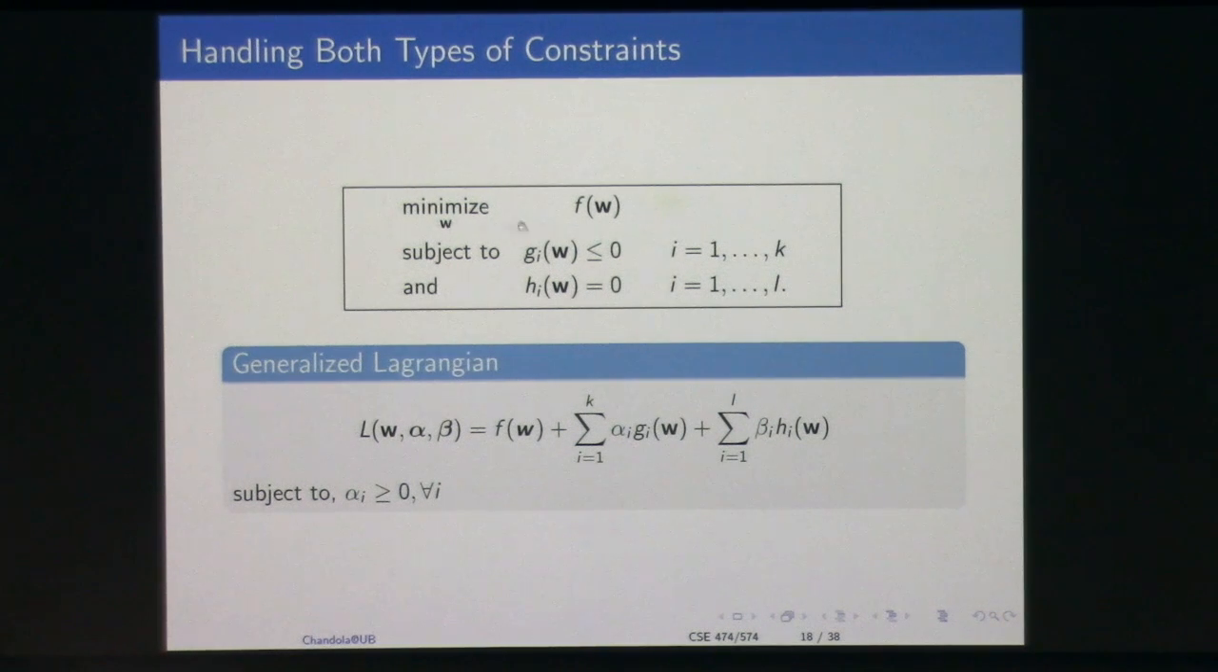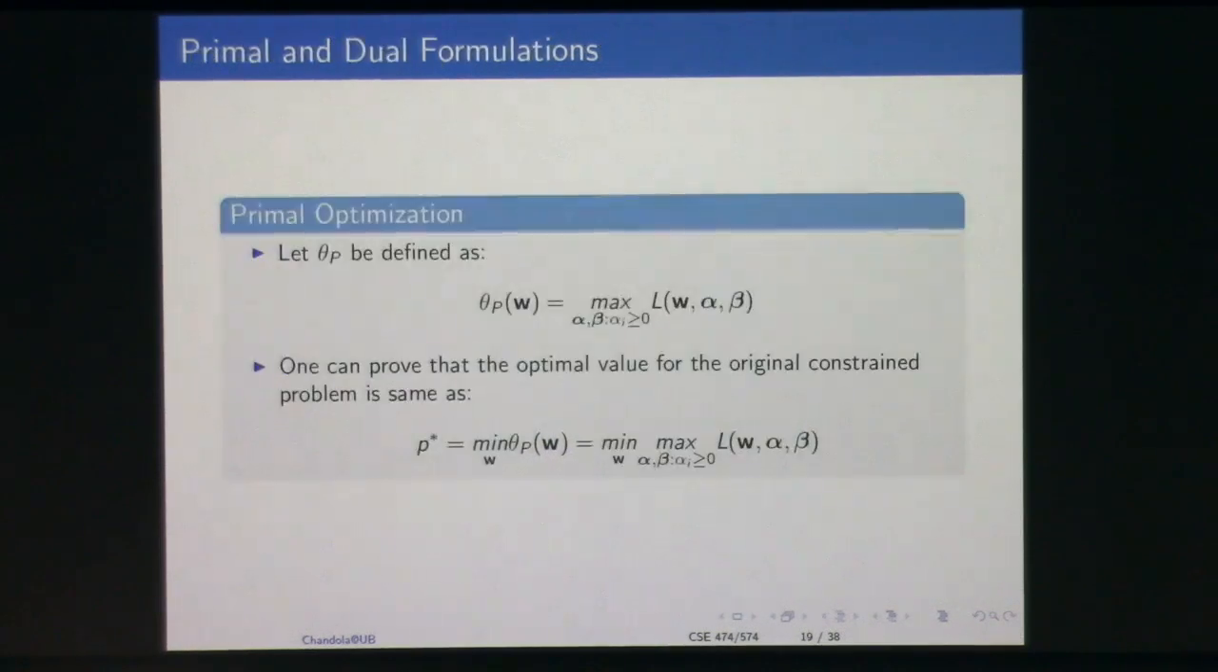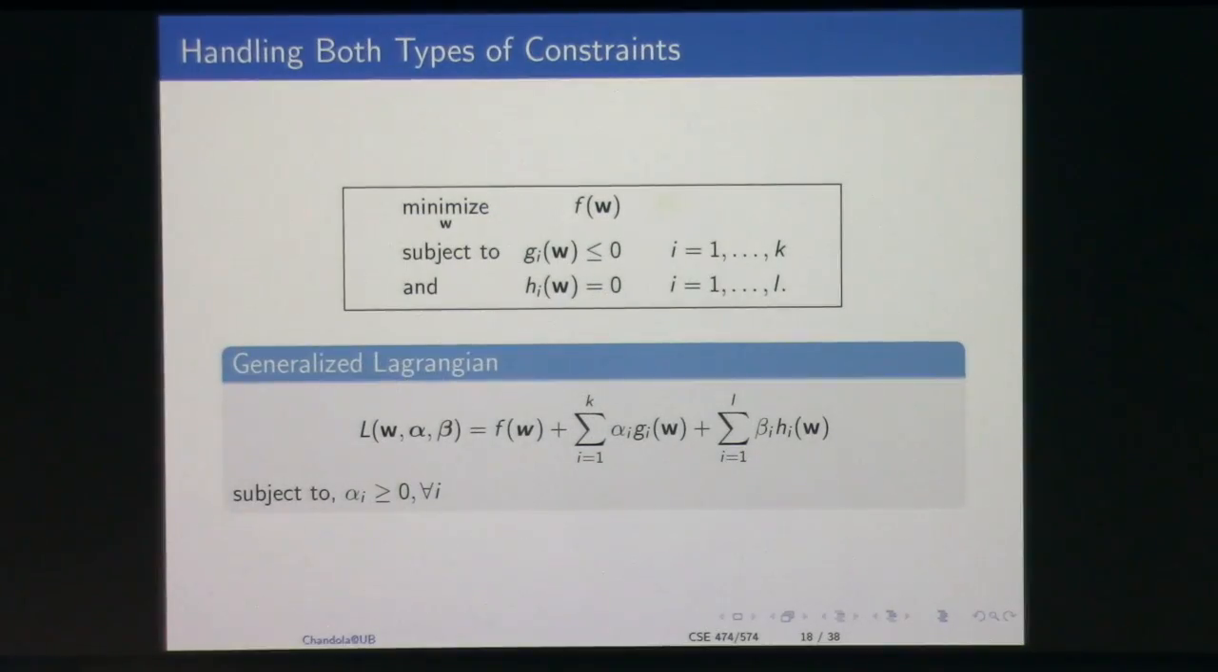You want to minimize this subject to all of these constraints. You can create this Lagrangian where you have your f of W already there, plus you add some Lagrangian multipliers that correspond to your inequality constraints and Lagrangian multipliers that correspond to your equality constraints, and then you solve this subject to the constraint that all your alphas need to be positive, right? Not betas, just alphas. Okay, any questions so far?